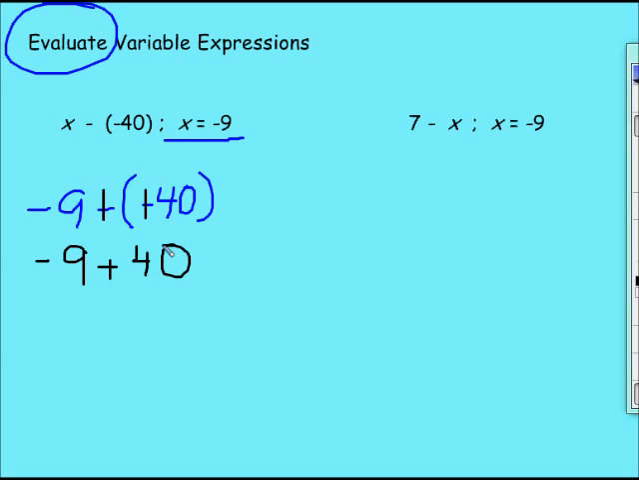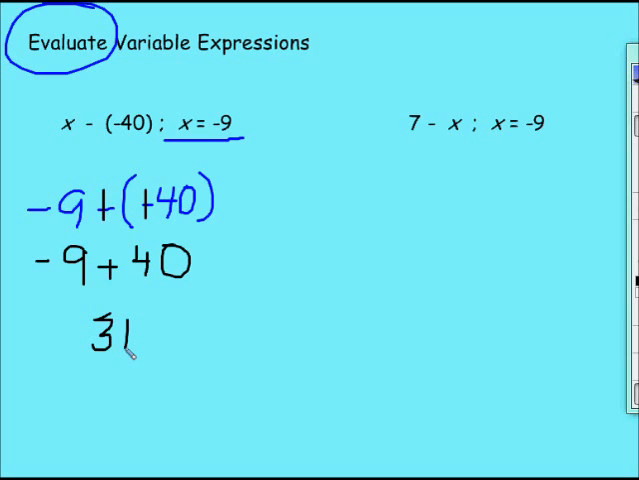I have different signs, a negative 9 and a positive 40. So I'm going to find the difference. The difference between 9 and 40 is 31, and I look to see which value was larger. 40 is larger, and it's a positive, so the answer there would be 31.